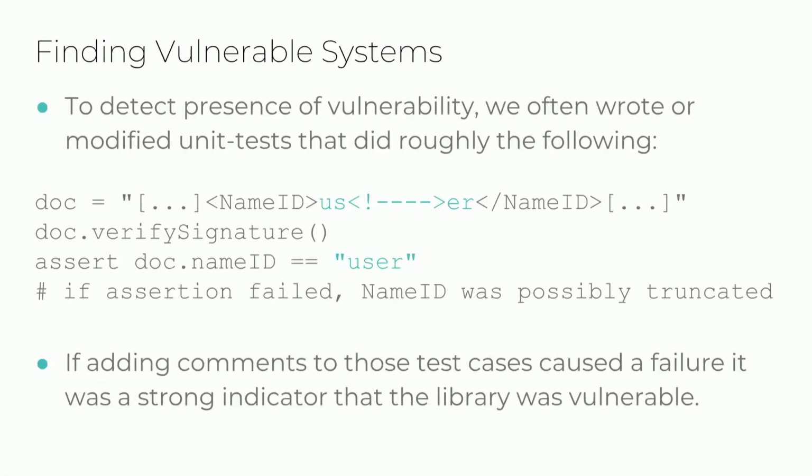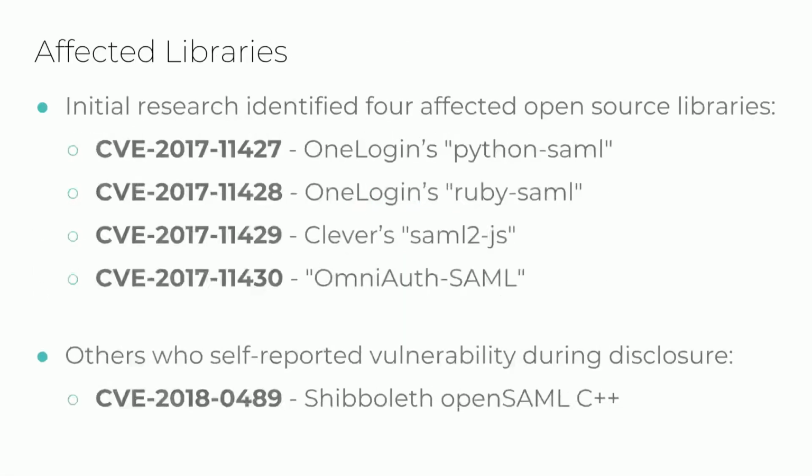So to explain what I mean by that, many open source SAML libraries often included a set of unit tests where at least one of them involved extracting a value like a name ID from a canned signed SAML document. So to identify if a library was vulnerable, we merely needed to take a test that was in that format, add a comment to it, and ensure the test still passed. This allowed us to quickly identify multiple open source projects that were affected by this vulnerability.